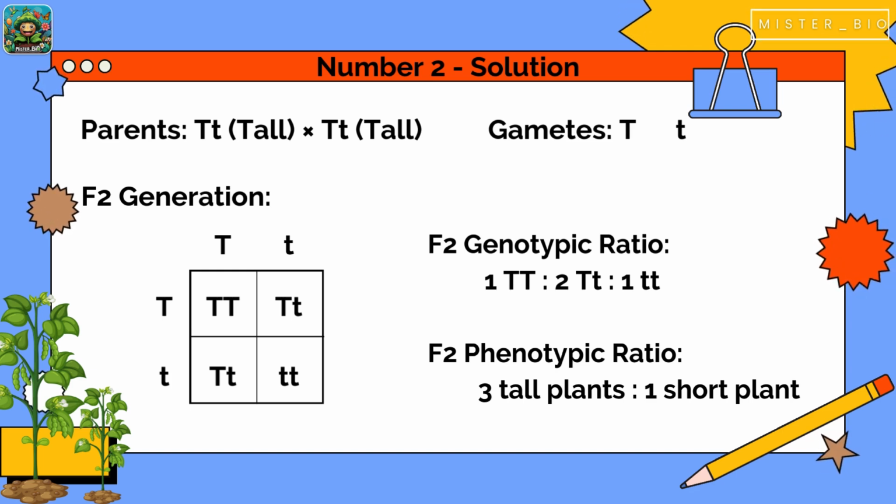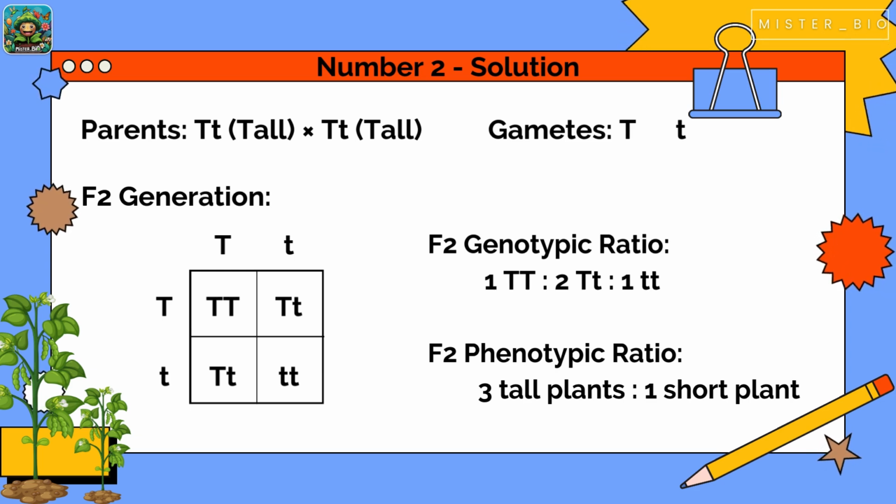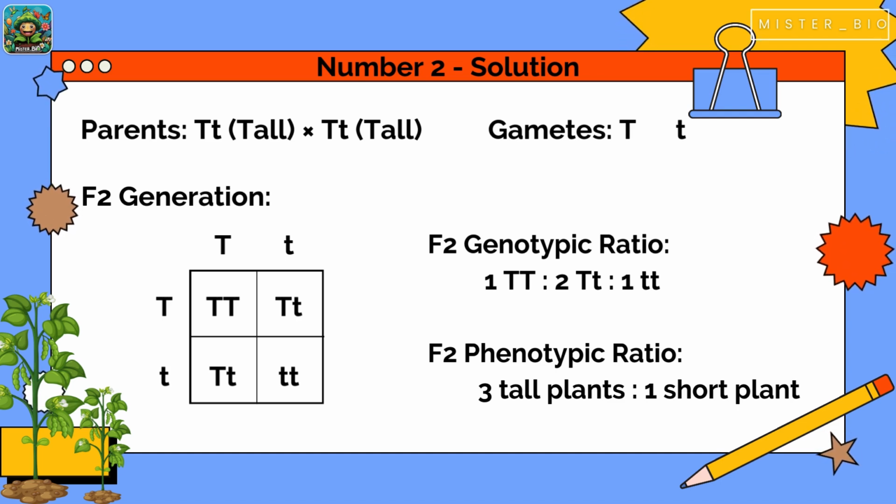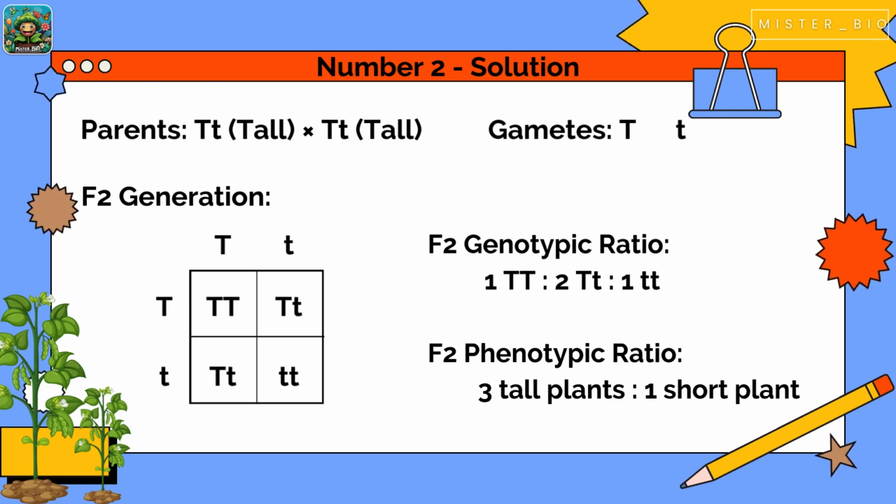For the phenotypic result, we will have three tall plants because we combine the one homozygous dominant and two heterozygous dominant. Since all three of them have the uppercase T, the dominant trait for tall. And then we will have one short plant, which is the homozygous recessive. So the phenotypic ratio in the F2 generation is 3 tall to 1 short.